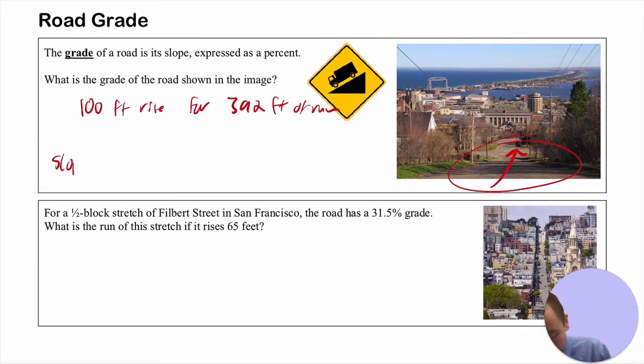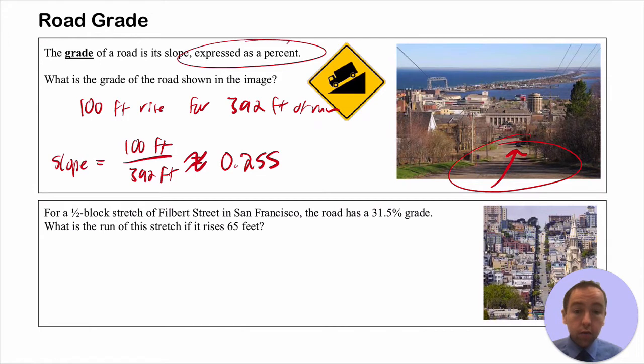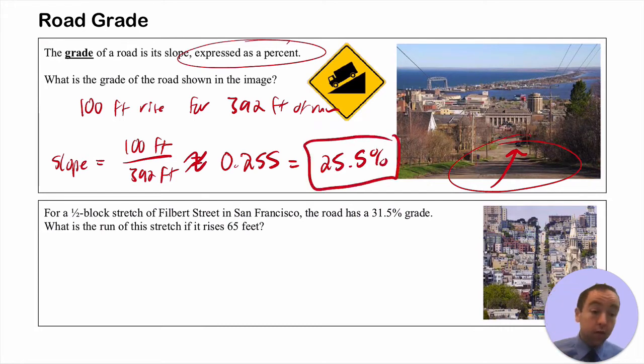So if we were to find the slope, we would take the ratio of the rise, which is 100 feet, to the run, which is 392 feet. And if you were to divide that out, you're going to get a decimal that's approximately, if I rounded it off, 0.255. That would be the slope, which is saying that there's going to be about 0.25 units of rise for every 1 unit of run. To get the grade of this, all you need to do is turn this into a percentage. So 0.255 as a percent is 25.5%. That is what the grade of that particular road would be.